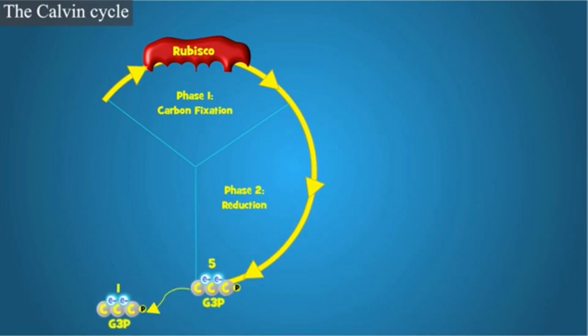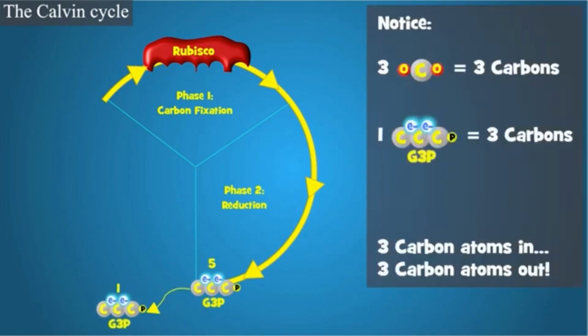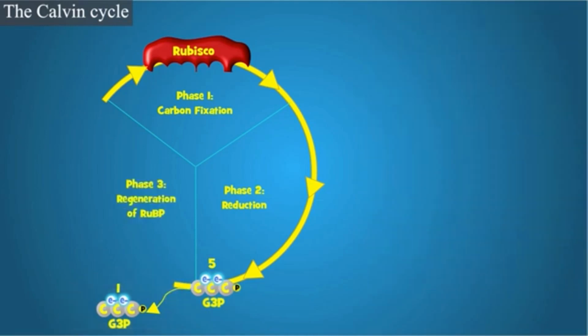Notice that for a net synthesis of one molecule of 3-carbon G3P, it requires 3 times of Calvin cycle and hence 3 molecules of CO2. 3 carbons in, 3 carbons out. Makes sense, right? Phase 3, regeneration of RuBP.